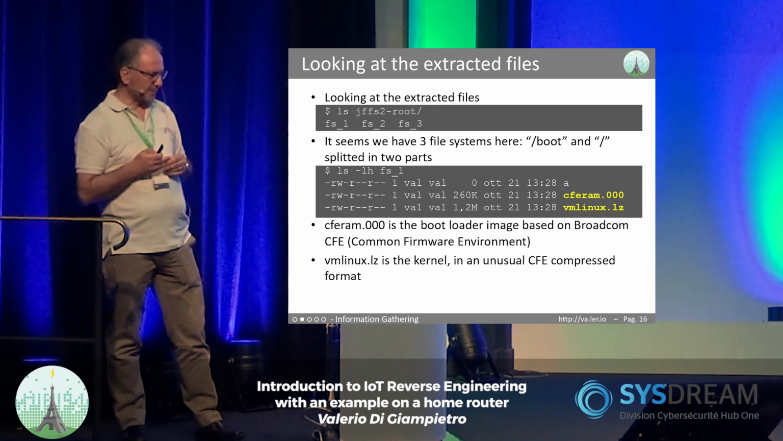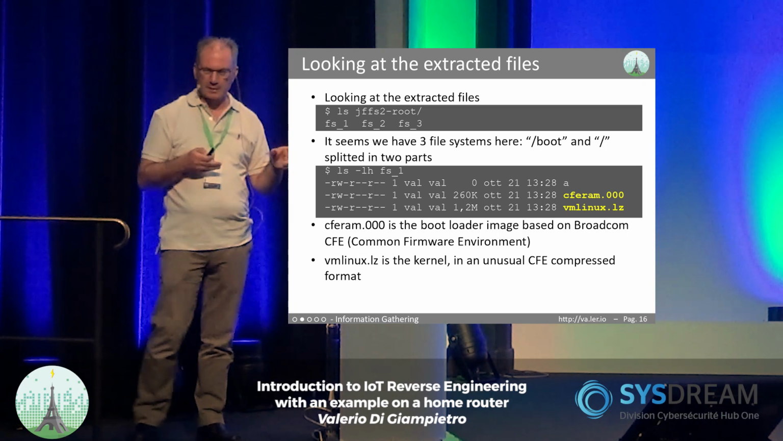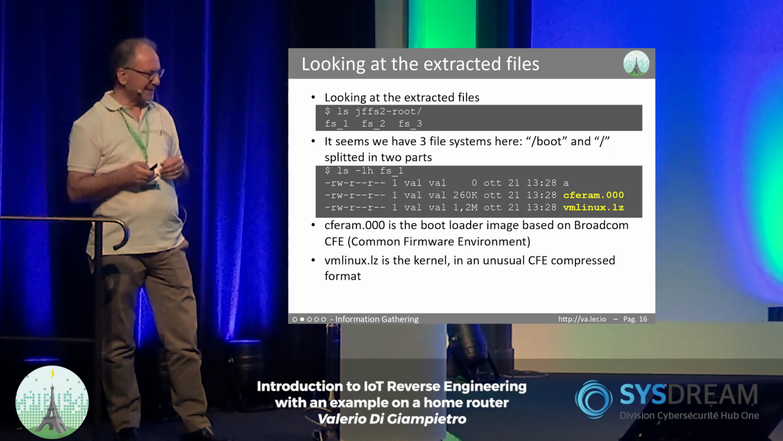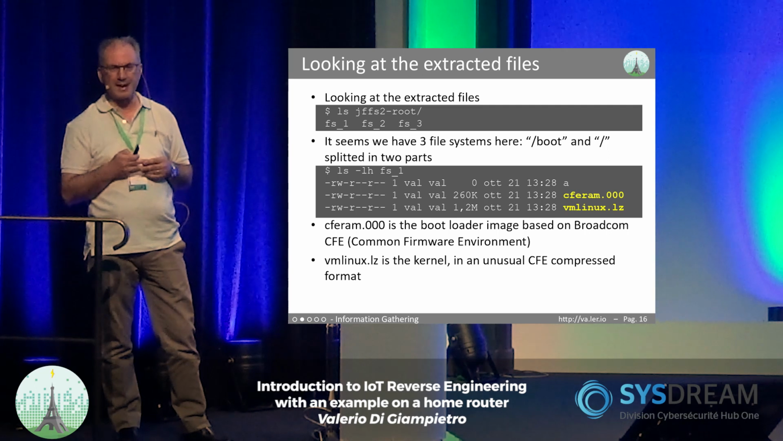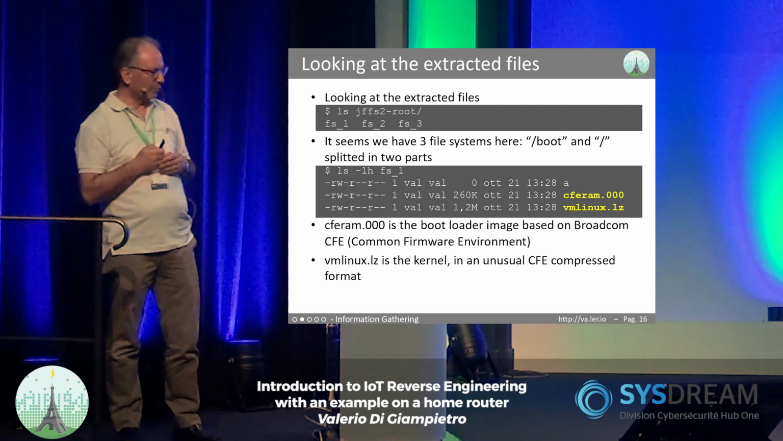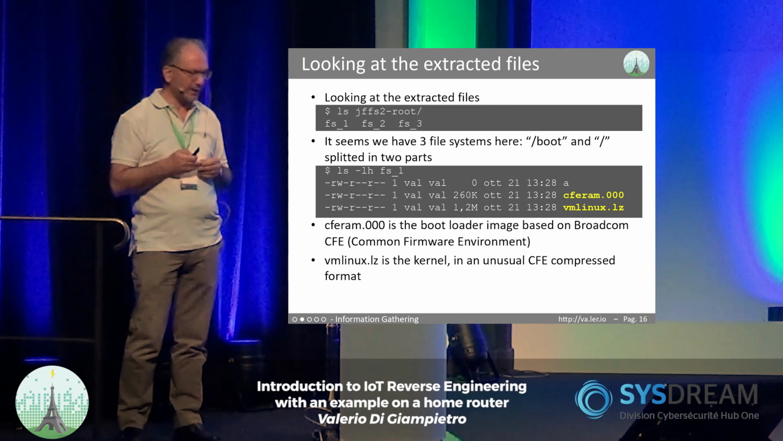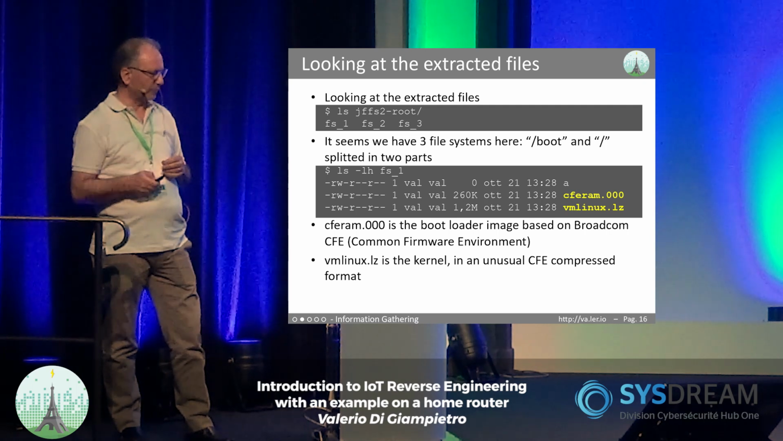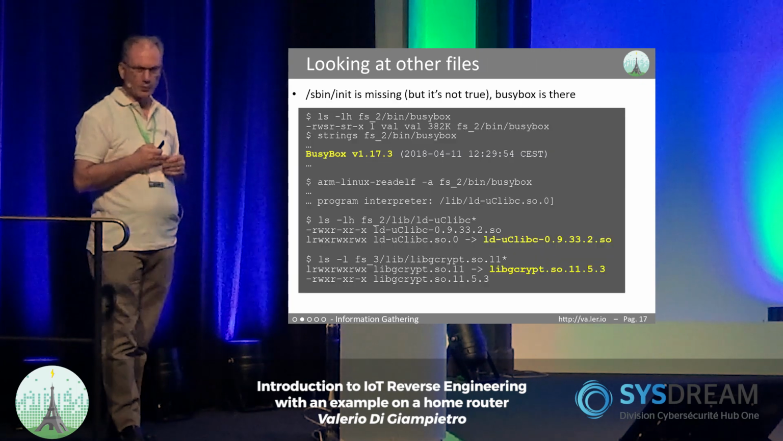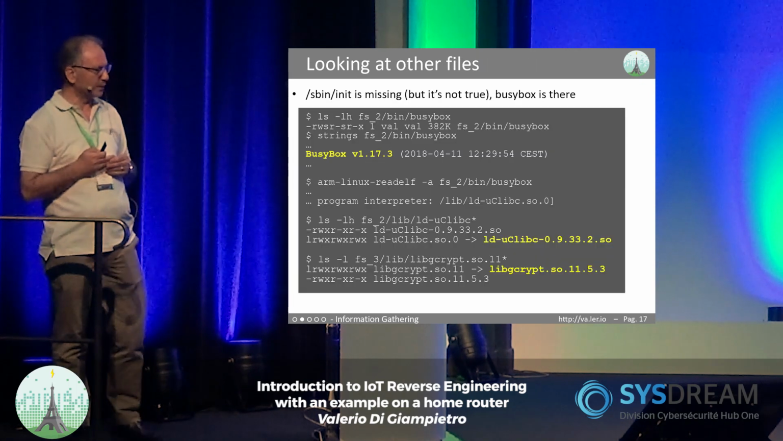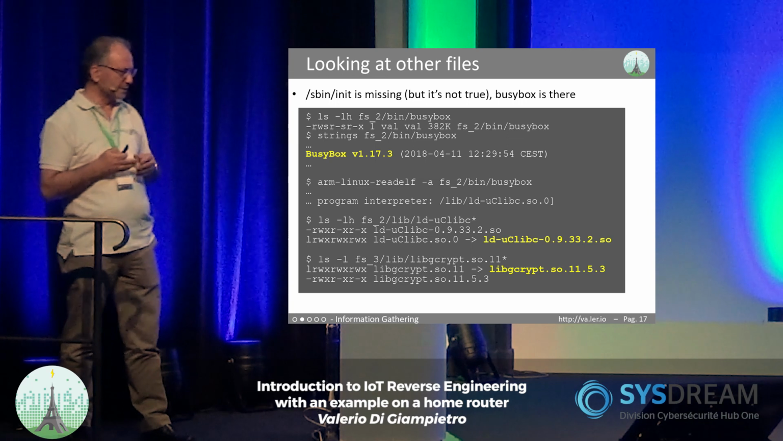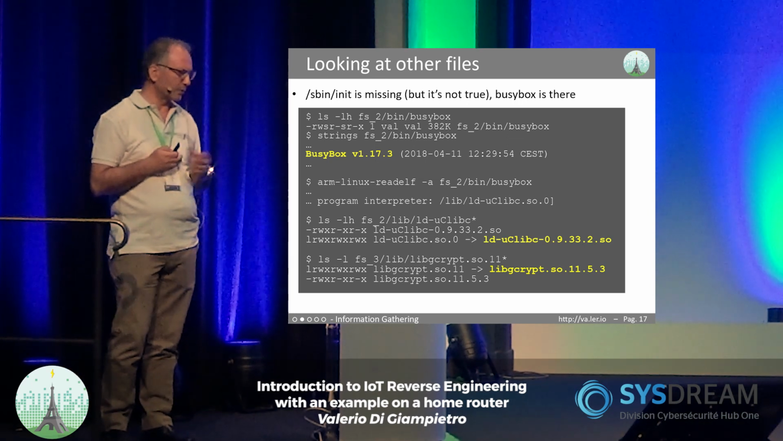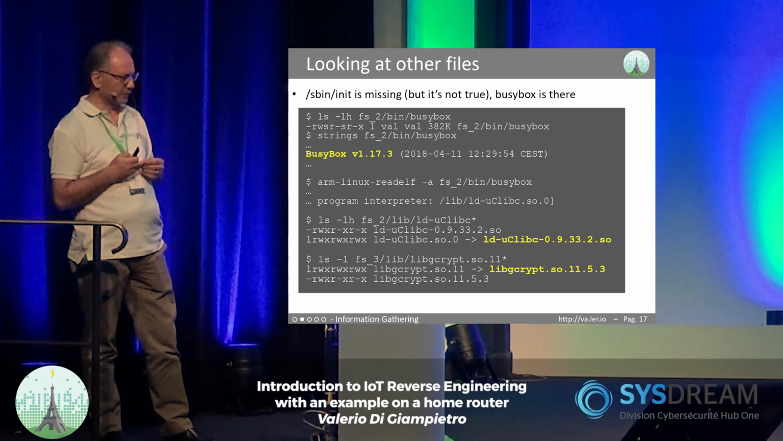The first file system is the boot file system. We see that we have 2 files. One is cferam.000, that is the bootloader image based on the Broadcom common firmware environment. The second file is the Linux kernel in an unusual CFE compressed format. If we start looking at other files and start doing some file system analysis, we can see that the system is based on BusyBox. Using the strings command, we can also identify the BusyBox version.